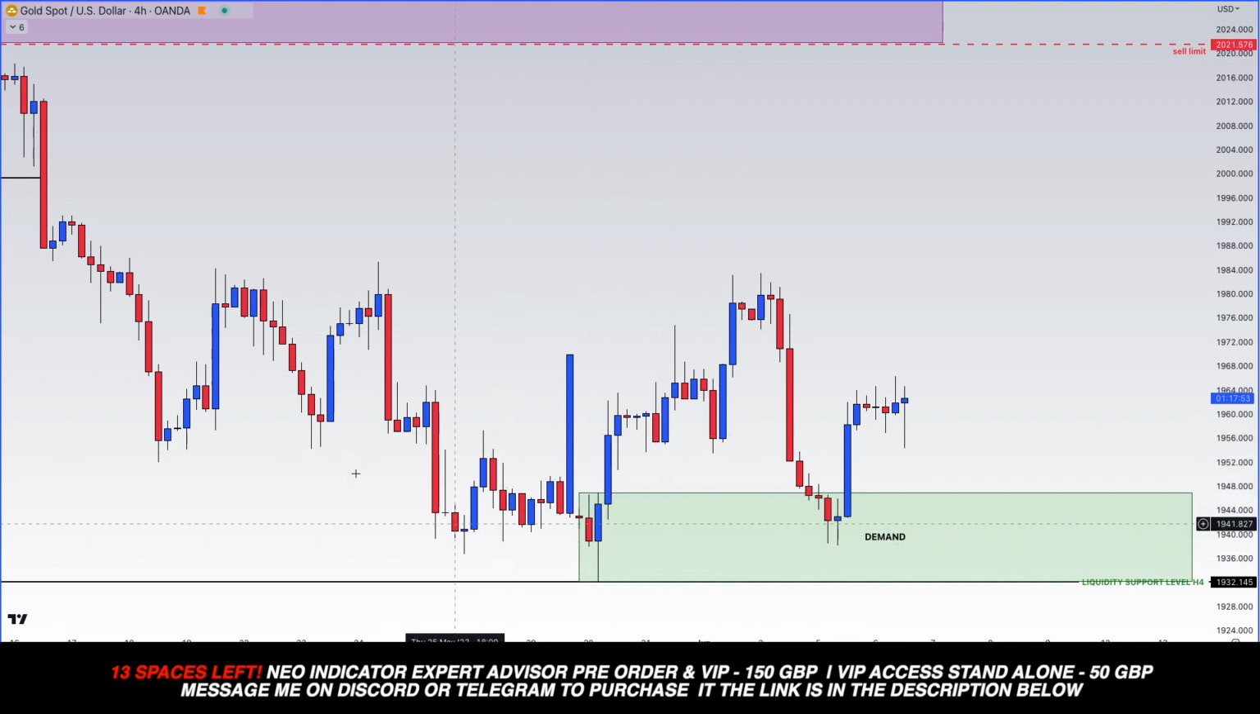For it to become a valid demand area, it's the same thing again. We just need to make sure the market has broken structure, which we can see it broke structure right over here.